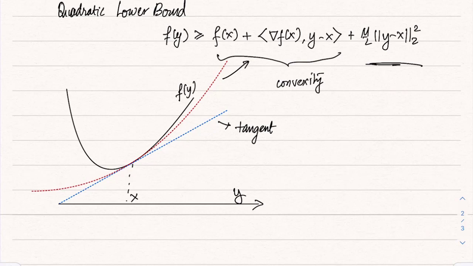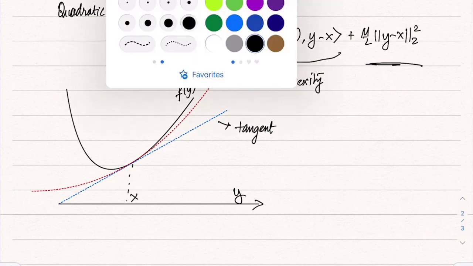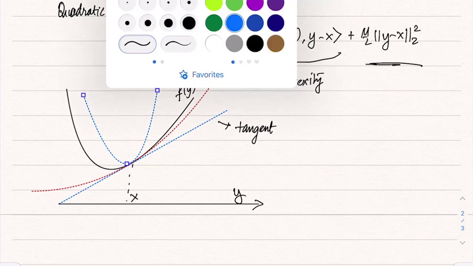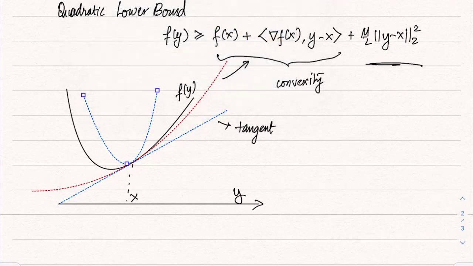So for any strongly convex and smooth function, we would have both a quadratic lower bound and a quadratic upper bound. The second derivative of the quadratic lower bound is mu times identity, and the second derivative of the quadratic upper bound is L times identity. Sandwiched between these two bounds is our function f. The blue curve here is the quadratic upper bound and the red one is the quadratic lower bound.